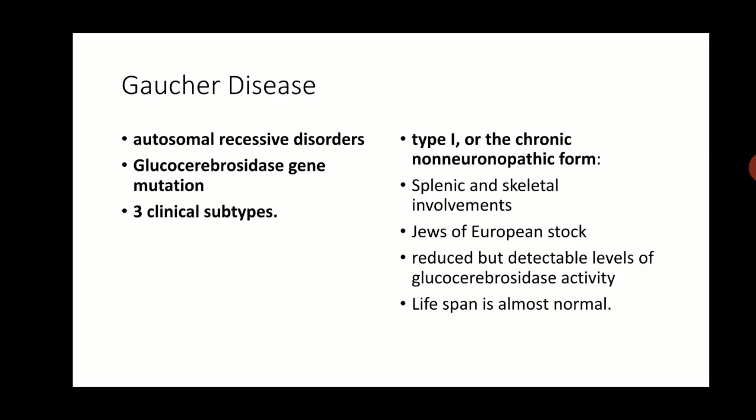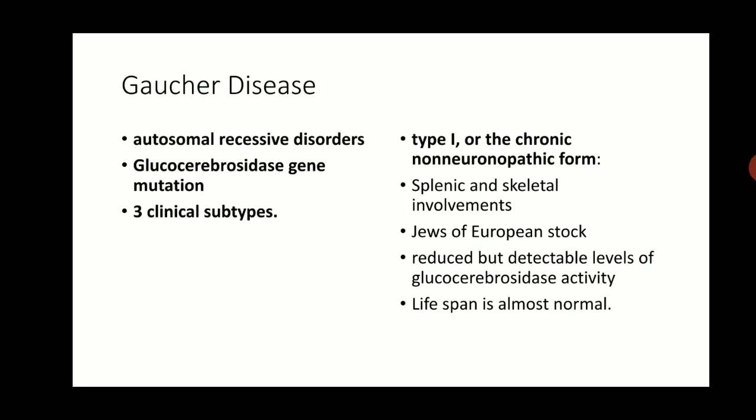Another common lysosomal storage disorder is Gaucher's disease. It is an autosomal recessive disorder. The gene affected is the glucocerebrosidase, and the substrate which accumulates is glucocerebroside. There are 3 clinical subtypes. Type 1 is known as the chronic non-neuronopathic form.